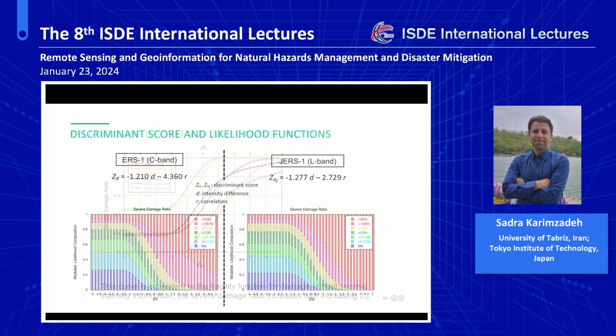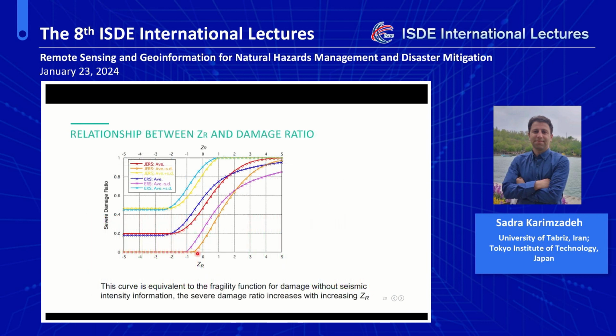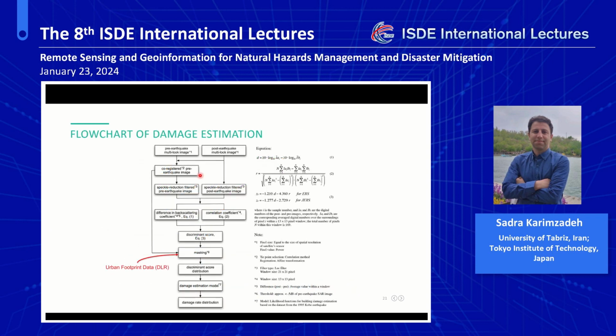functions. And here is the relationship between ZR or discriminant score and damage ratio for only JERS average, for only negative JERS average, positive standard deviation and average, and also for ERS. You'll see this. And here is the flowchart, as you can see.